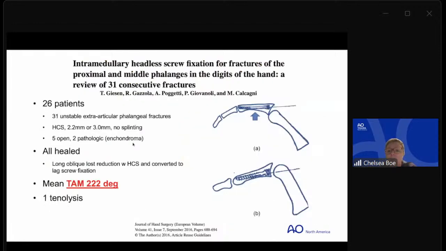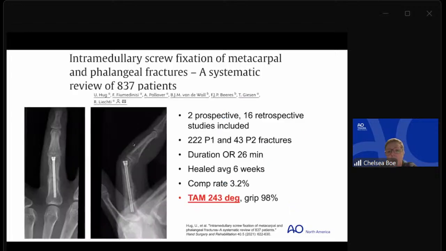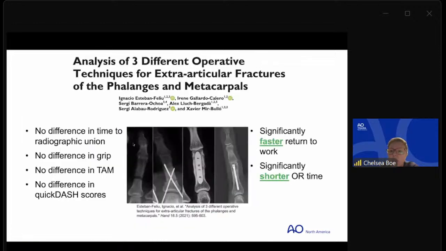Del Pinal's results have subsequently been validated in numerous other studies with similar very good to excellent motion recovery and limited need for secondary procedures. A systematic review from 2021 encompassing 837 patients, which included 222 P1 and 43 P2 fractures, demonstrated an average OR time of just 26 minutes, healing of the fracture radiographically at 6 weeks, sounds fast, a complication rate on the order of 3%, and excellent motion recovery. In comparing techniques, intramedullary screw demonstrated significantly shorter OR time with faster return to work relative to K-wire or plating.